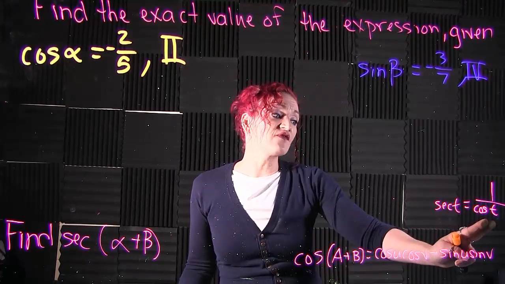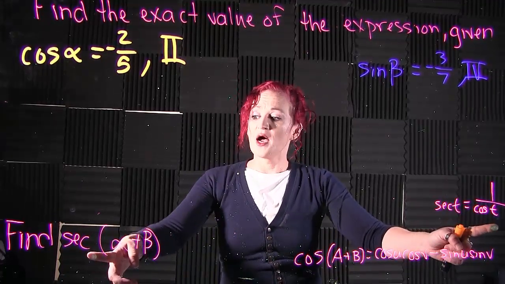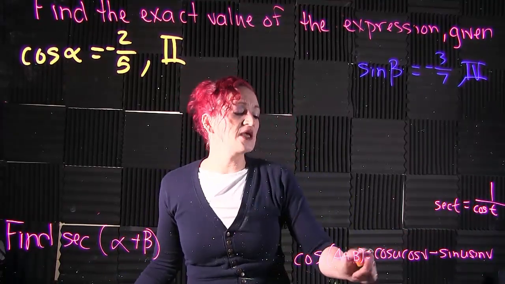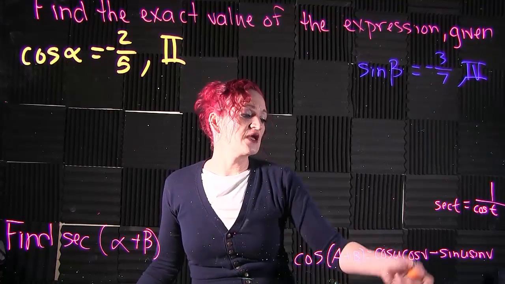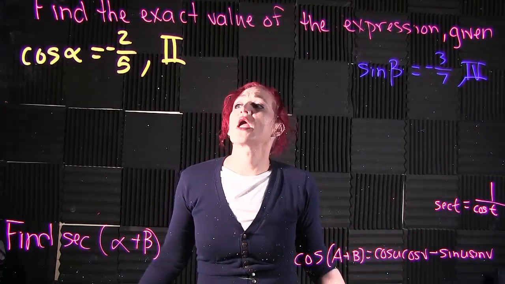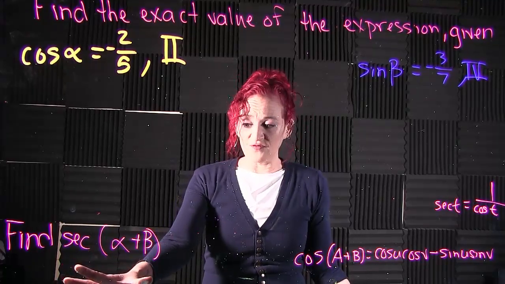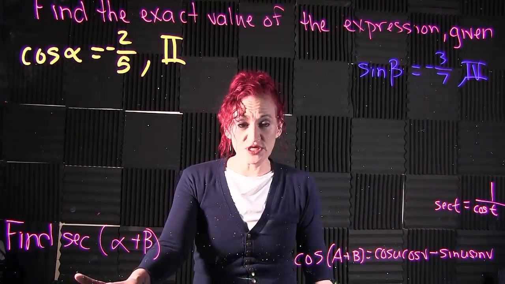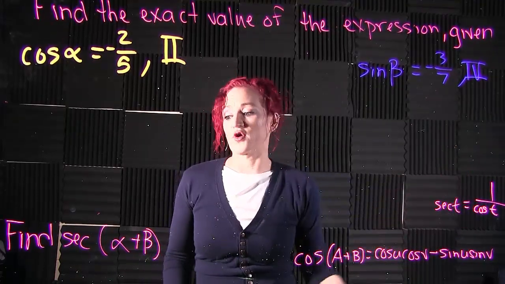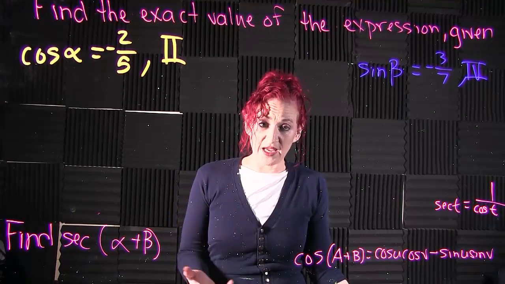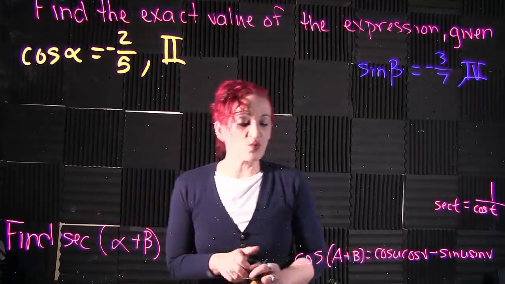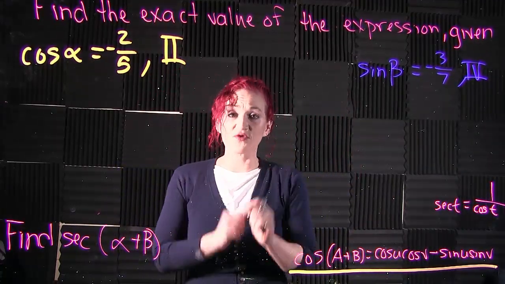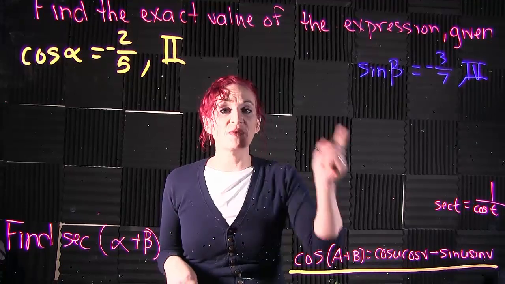Now, we have a formula for the cosine of a sum, right over here. Cosine of A plus B is cosine U times cosine V minus sine U times sine V. So in order to find secant of alpha plus beta, since secant equals 1 over cosine, we are going to do 1 over cosine of alpha plus beta. That means we need to figure out cosine of alpha plus beta first. Our solution is going to be 1 over that.